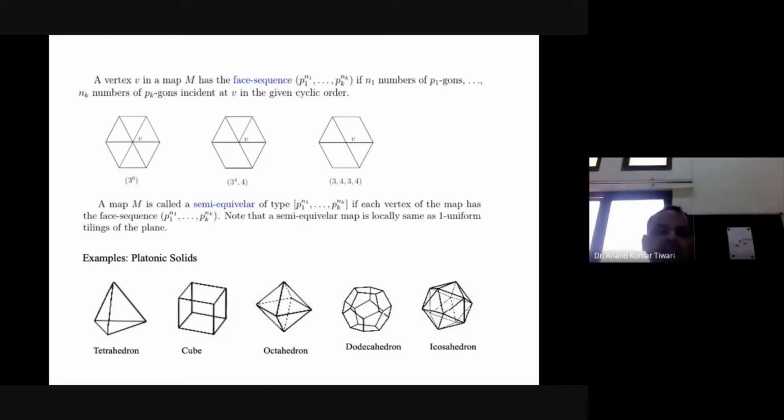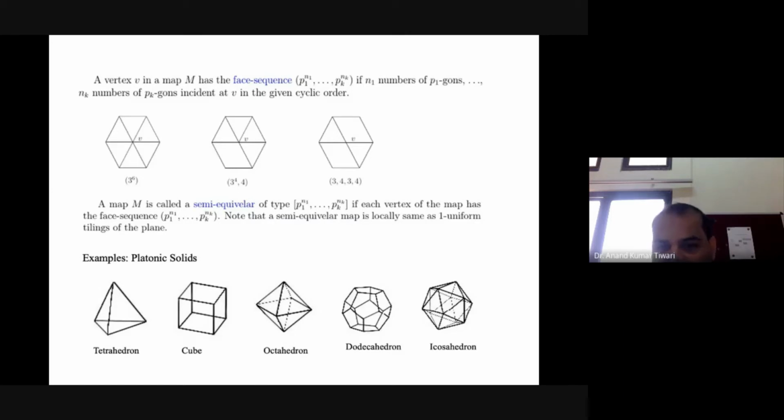In V, when its phase sequence is 3 to the power 6, what does it mean? Consecutively, 6 trigons are incident at V. In the second case, 4 consecutive trigons and one 4-gon are incident, so this is expressed as 3 to the power 4, 4, and similarly in the last case. So we say that M is called a semi-equivalent map of this type if each vertex of the map has this phase sequence. I mean, each vertex has the same type of phase sequence.